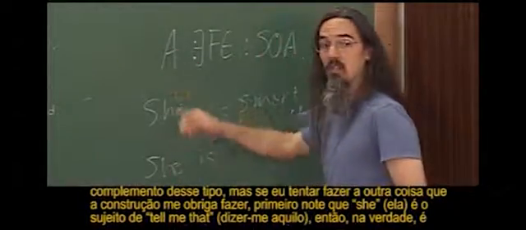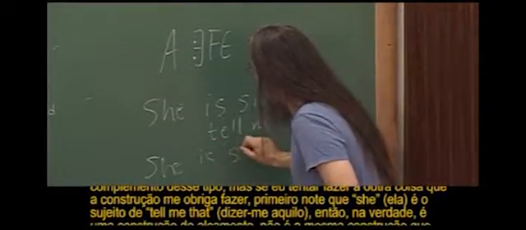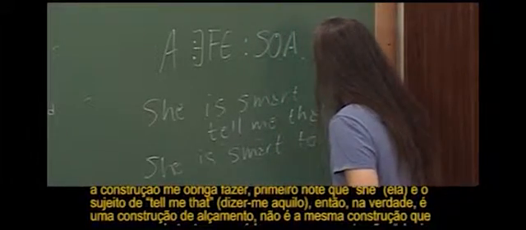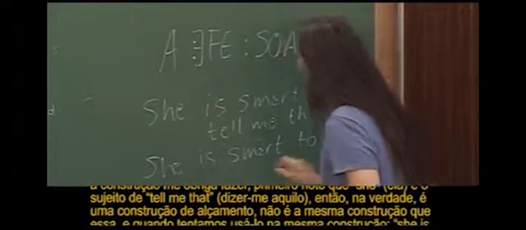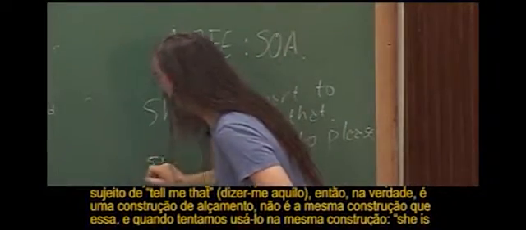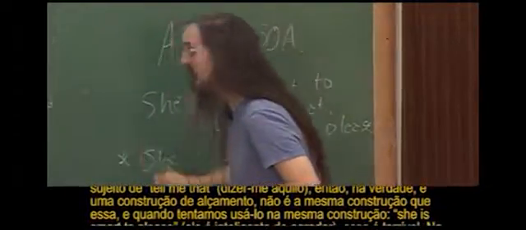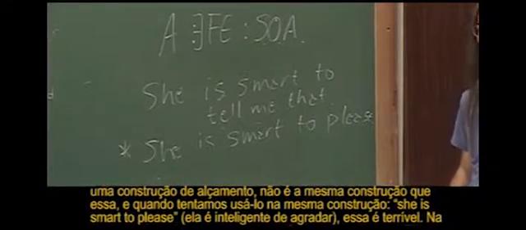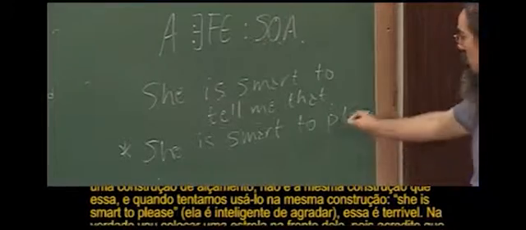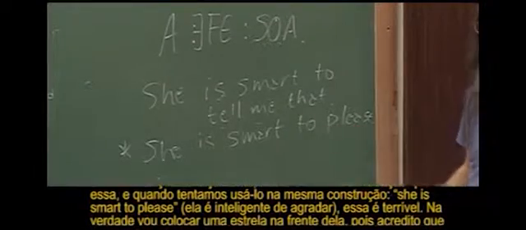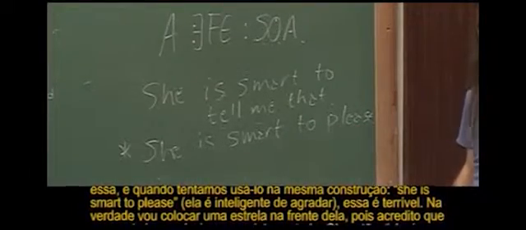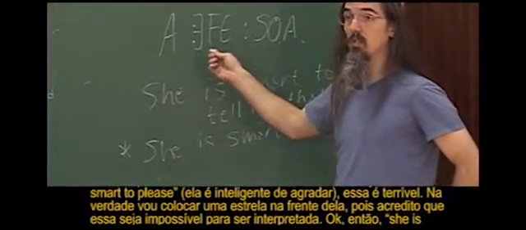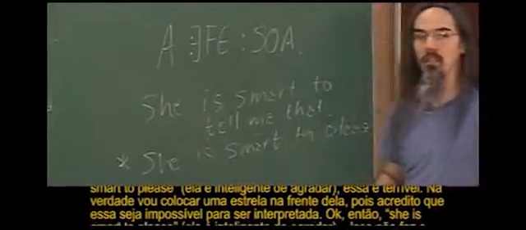And when we try to use it in the same construction, "she is smart to please," this is terrible. I'm actually going to put a star in front of this because I cannot think of any possible interpretation. Okay, so "she is smart to please" just doesn't make any sense. So that's a good first restriction. We need that one, but what else do we need?